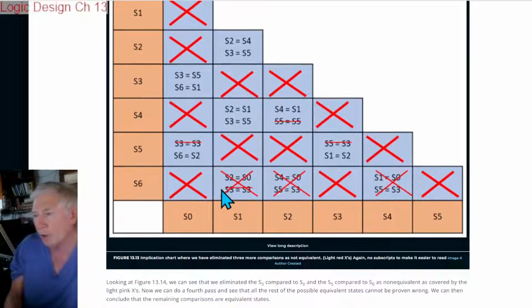All right. So what about 6 and 1? 6 and 1 is now not possible, so we cross this one out. 3 and 5 was still okay. How about 6 and 2? 6 and 2 is also not possible, so now we cross this one out. What about 2 and 4? Well, 2 and 4, still possible. 3 and 5, still possible. 2 and 1?